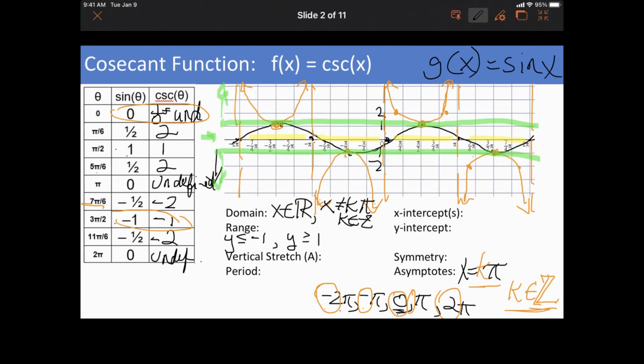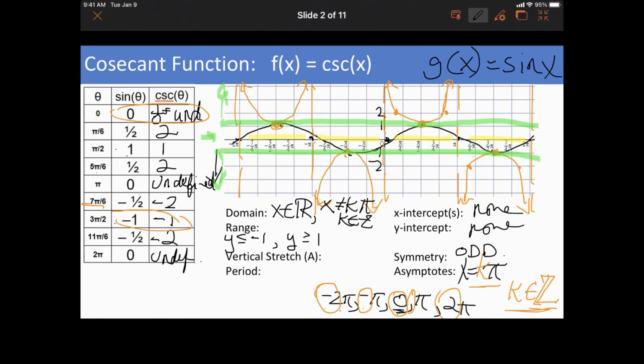So let's look at x-intercepts. Do I have x-intercepts? No, I don't. So that's none. Do I have any y-intercepts? Nope, that's none. Is it symmetrical? It is odd, to go with the sine.